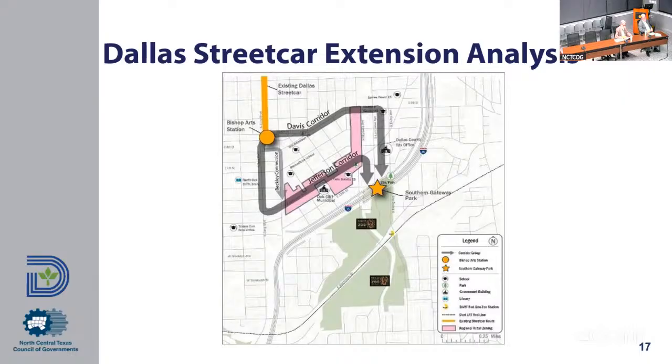The Davis Street corridor primarily follows Davis Street east from the Bishop Arts Station and then turns southward on either Lancaster or Ewing Avenue. This corridor is primarily in residential and institutional areas and does not access any major retail areas. The Jefferson Boulevard corridor, though, follows Zang Boulevard southward from the Bishop Arts Station to Jefferson Boulevard, and then uses Marsalis, Ewing, or Lancaster Avenue to reach the Depp Park. This corridor provides access to the so-called downtown Oak Cliff retail area along Jefferson Boulevard. Next slide.